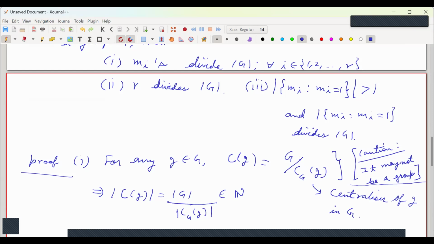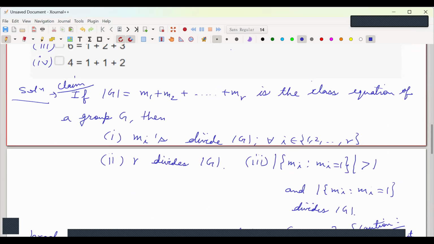What is the class equation of Q8, the quaternion group? Instead of claim, I will write it like that: check the following statements.